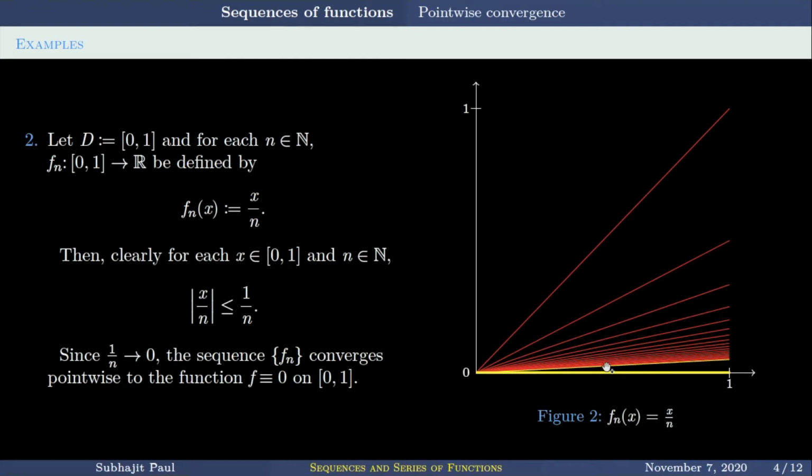Now look at this point, which is x equals half. At half, you see there are 20 graphs I have plotted over here. After say the 15th graph, this one is coming epsilon close to 0. Now if you go close to 1, you see at this point, even after 20 iterations, the value has not come epsilon distance to 0. So therefore, you see the threshold integer depends on the point chosen. That is why this is called pointwise convergence.